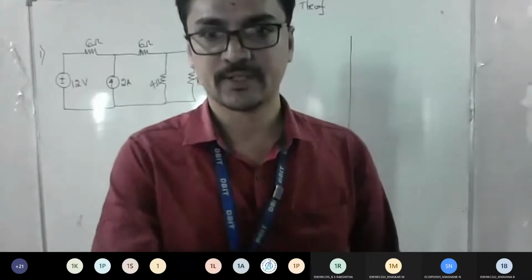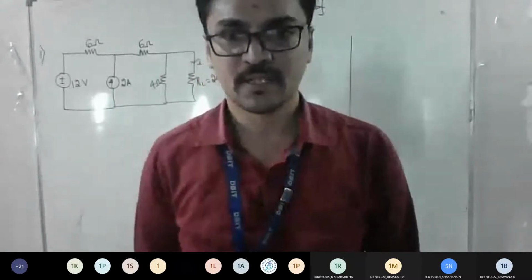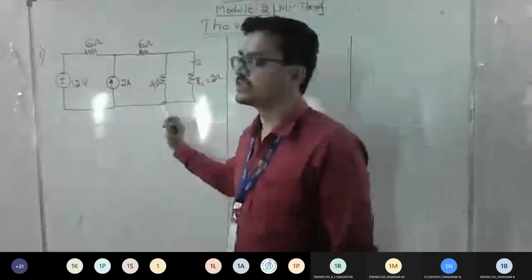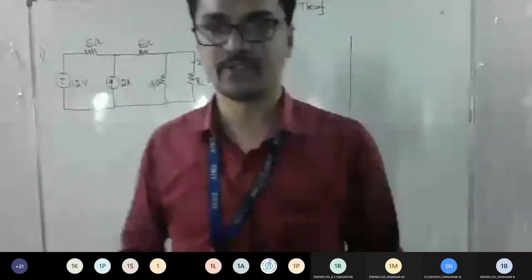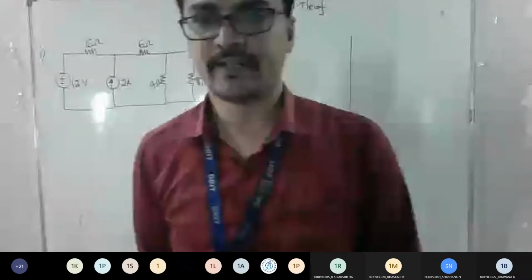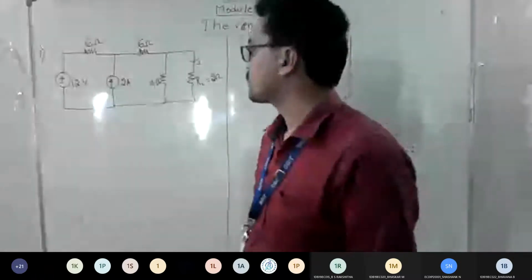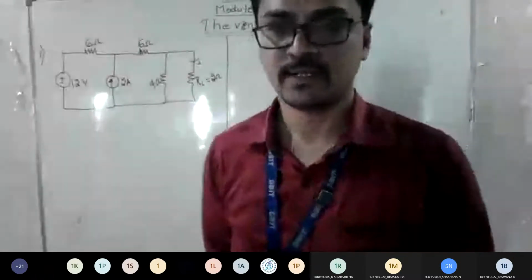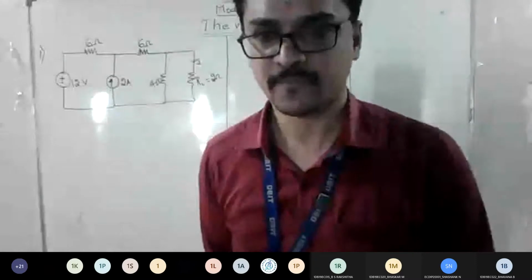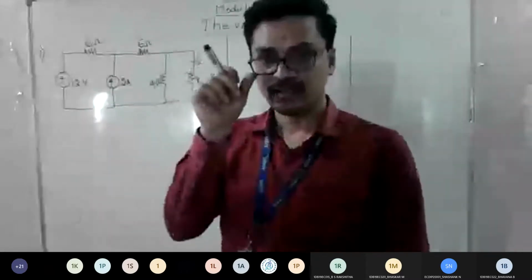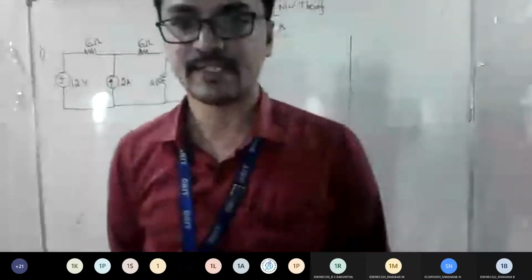Okay, so today we'll try to solve a few problems and analyze the logic of Thevenin's concept. Look here, this is the given network. Write down the question: for the network shown below, obtain the current I using Thevenin's theorem.